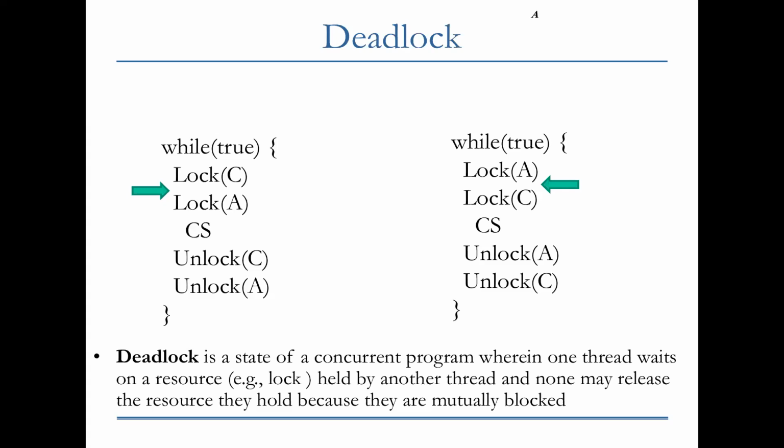Sometimes you may wonder, why do I need two locks? Well, there might be some resource for which we need lock C and another resource for which we need lock A. Maybe one buffer requires lock C, another buffer requires both lock A and lock C. I don't know, something like that. So can you give an example where we have a deadlock here? Any ideas?